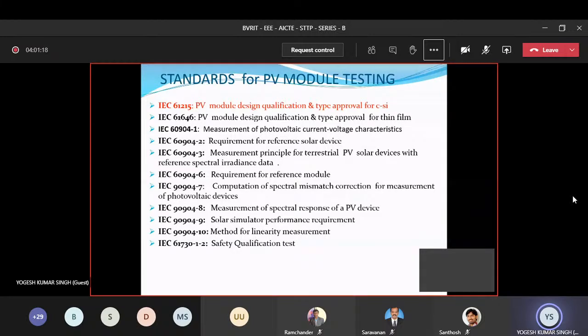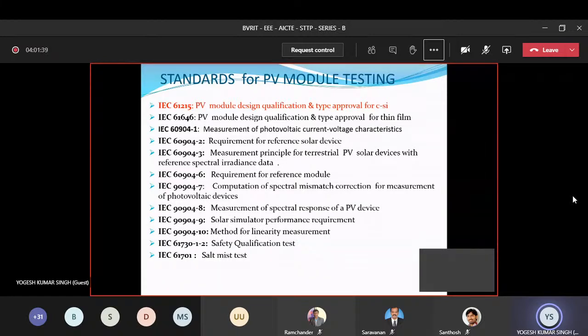Then we have the salt mist test. Basically, we do the salt mist test in different conditions, because when the modules are put in any coastal area or sea area, the salt will be a major concern there. So the salt mist testing will be done by this IEC 61701.